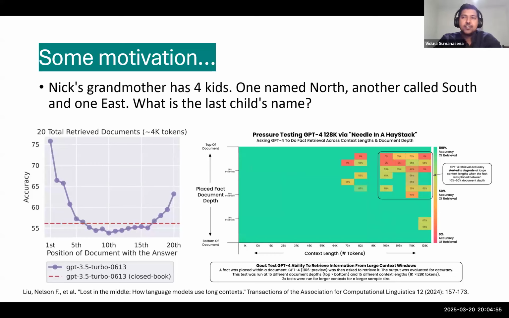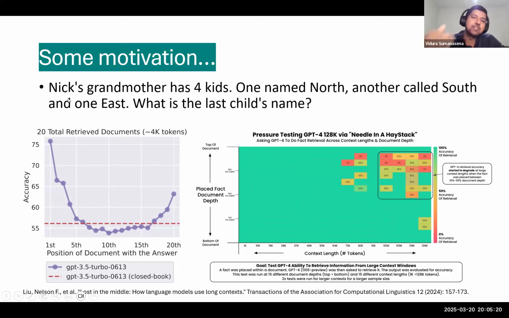All right. This is a small activity that I wanted you to try out as well. It's a small brain teaser. Nick's grandmother has 4 kids. One named North, another called South, and one East. What is the last child's name? So any answers?